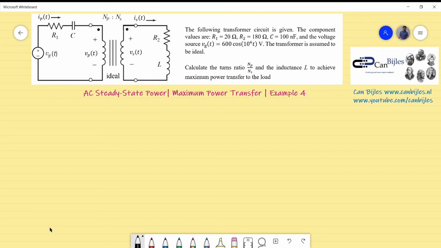We continue with the maximum power transfer example. This is our example number 4. In this example we will consider a different situation. We will achieve a maximum power transfer using a transformer in this case.